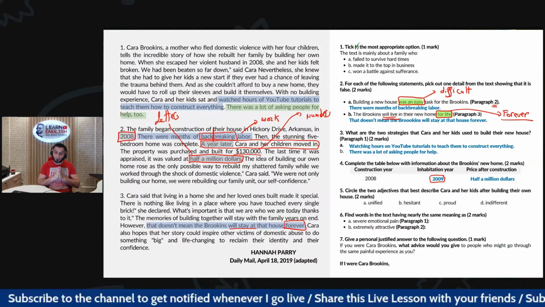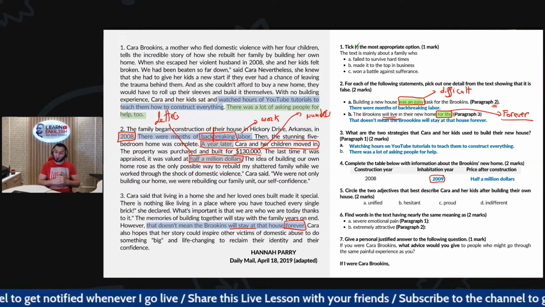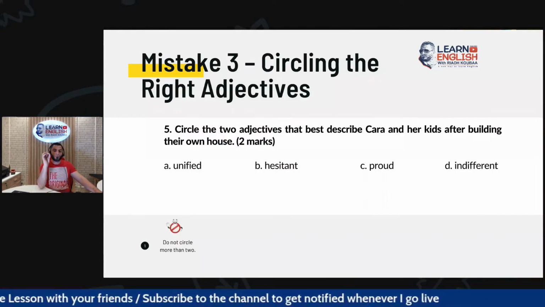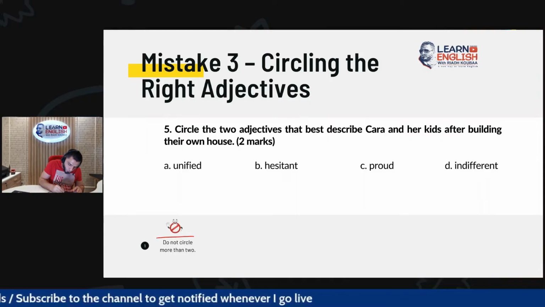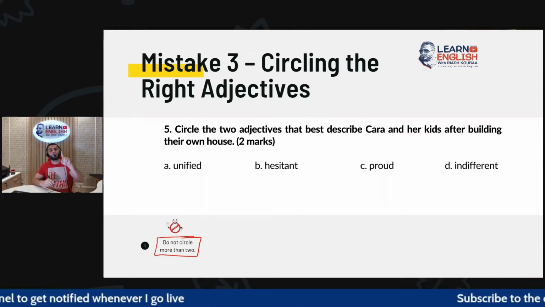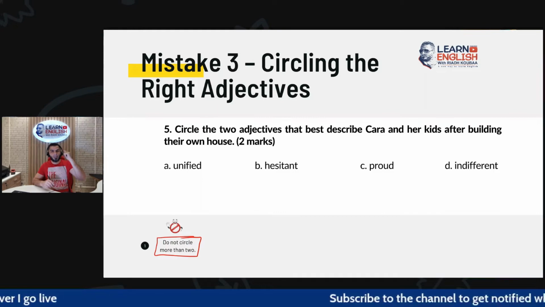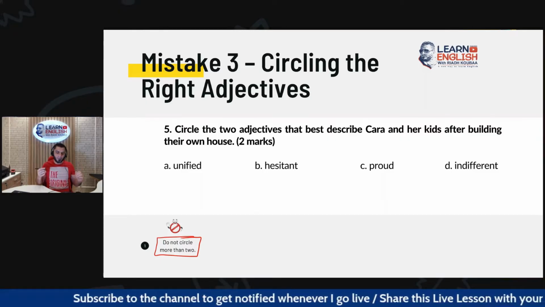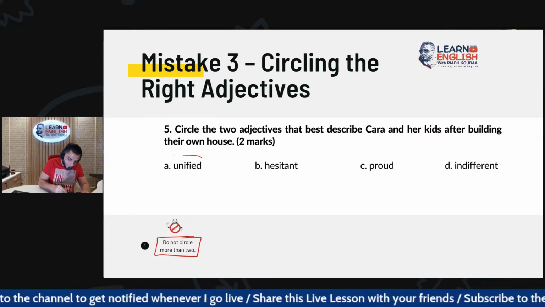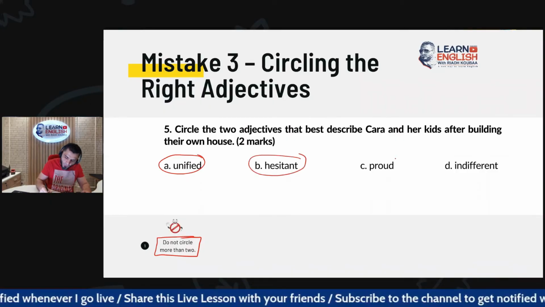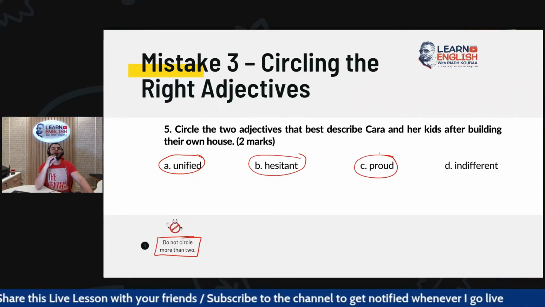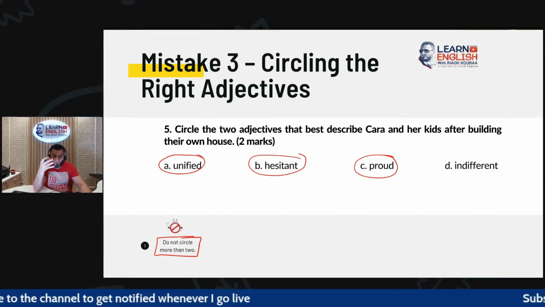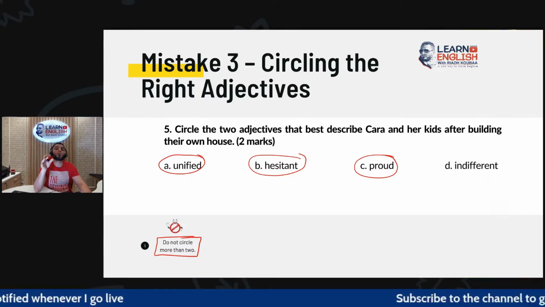Circle the two adjectives that best describe Kara and her kids after building their own house. Of course, here, let me tell you what the common mistake is. Do not circle more than 2. Students think sometimes that they are so smart. So what do they do? They circle 1, 2, 3. What happens when they do so? They think that they have managed to at least circle 2 correct answers.